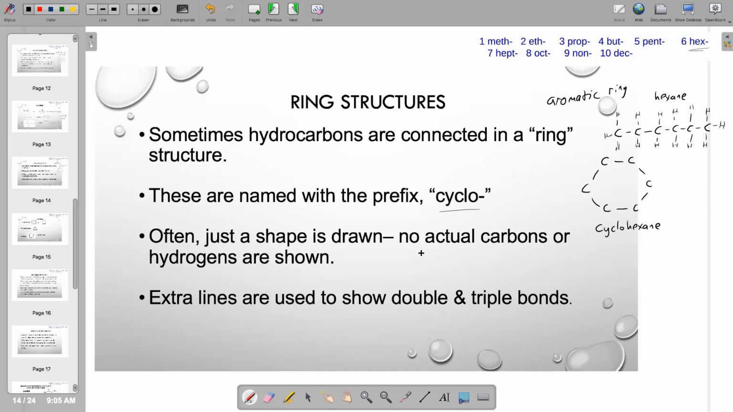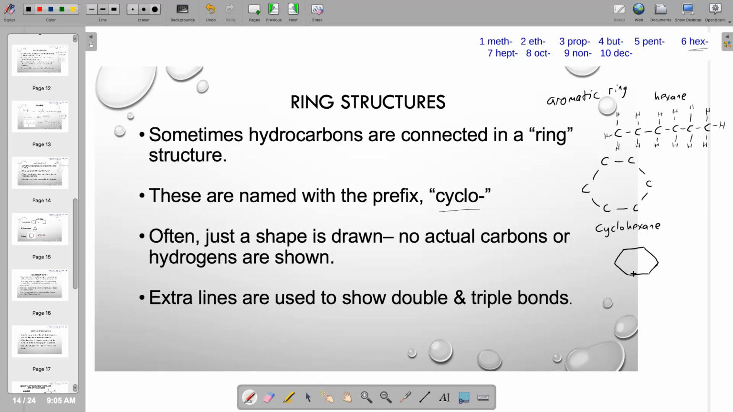Oftentimes the shape is drawn and no actual carbons. We also have an even bigger shorthand to not even draw the carbon atoms. Instead, sometimes you'll see it just drawn like this, and every time there's a change in direction, every time there's a little kink, that is an indication of the presence of a carbon atom. So this is another way to draw that same structure. With 6 carbons, there's a carbon at each of these little intersections or little directions and joints.